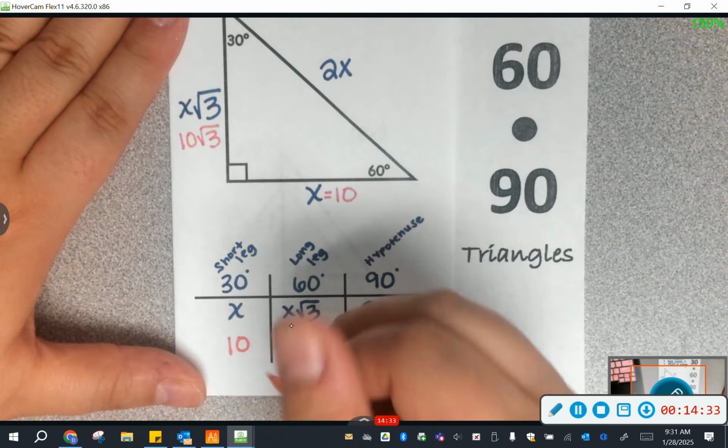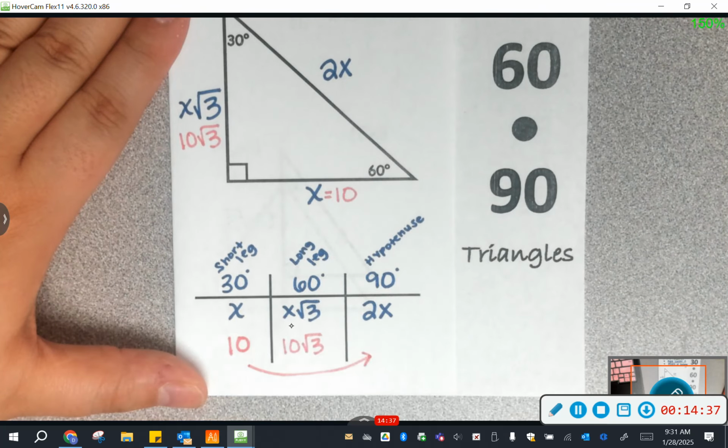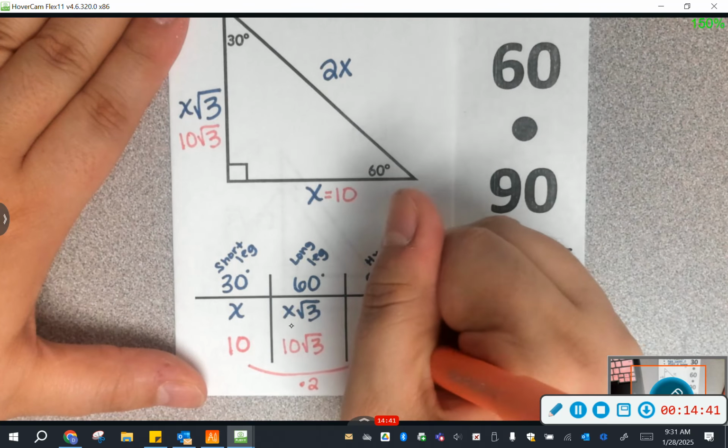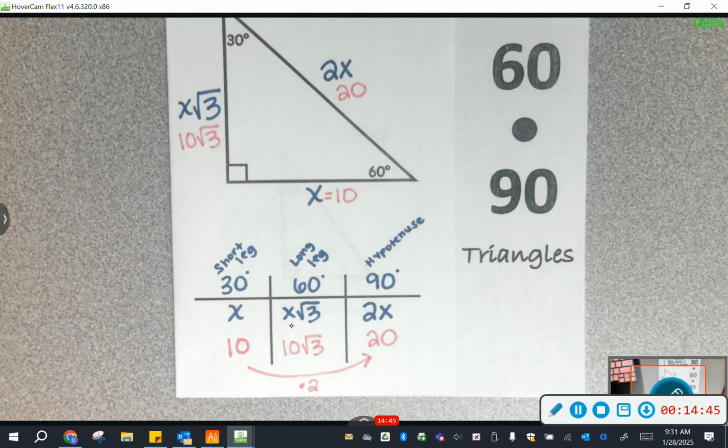Write it down, Uriel. How do I find my last column? What do I do from here to here? Multiply by 2. What's 10 times 2? 20. And that's literally what we are doing today. We are going to fill in the chart, and then we are going to write it on your triangle.